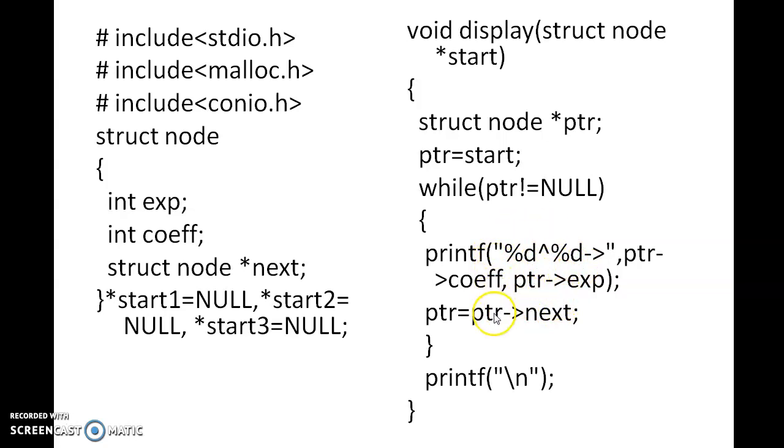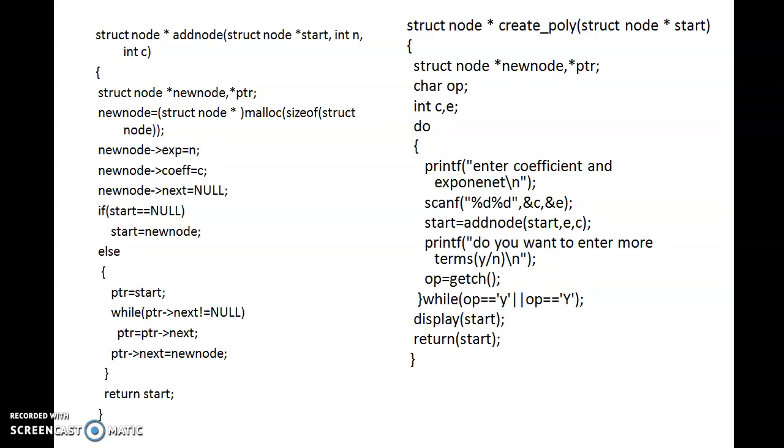After displaying one term, you are going to the next term. After the display term, already we know about these two functions. Add node is the function that we are using for adding a node to the third polynomial, and the create polynomial is the function that is used for the purpose of creating initially the two polynomials.